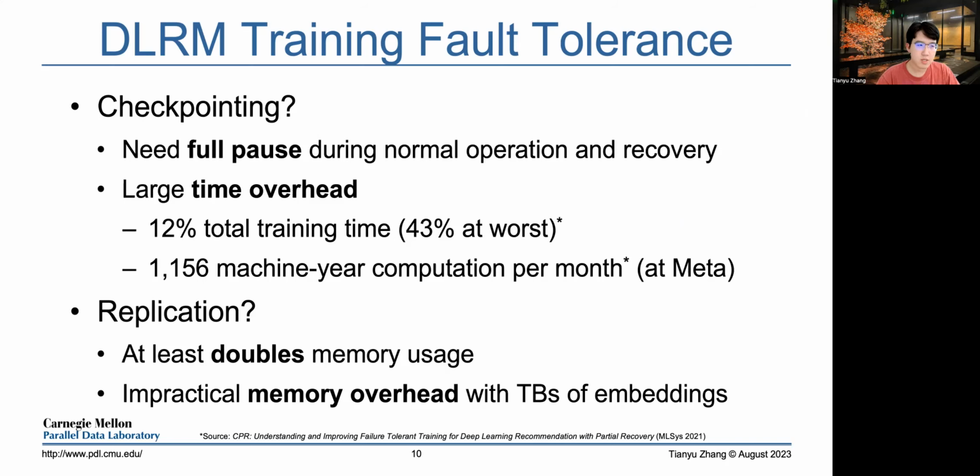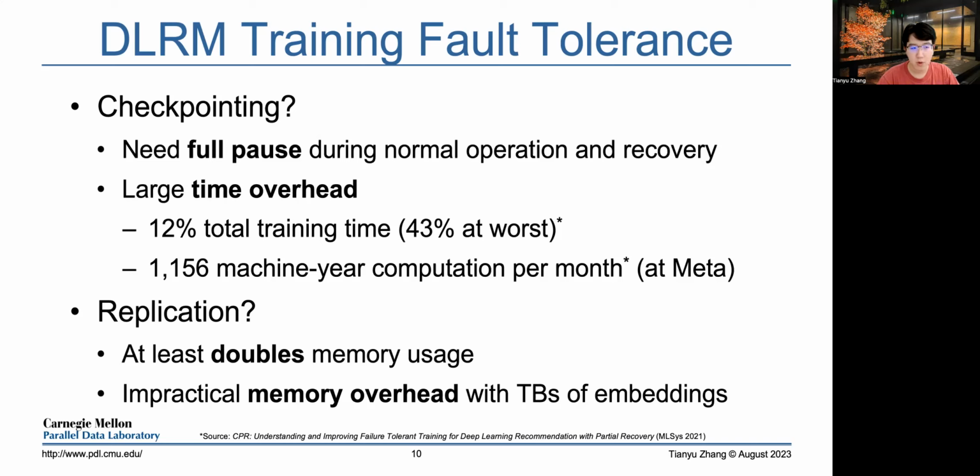So, what are some of the ways that people have thought about to tackle this problem, right? The most common approach that people are taking right now is checkpointing. This just means that periodically, we pause the entire system and dump the training state, namely, values on the parameter servers to a persistent storage, for example, SSD or HDFS. However, this entails that we need a full pause during normal operation and recovery. This could mean a large time overhead.